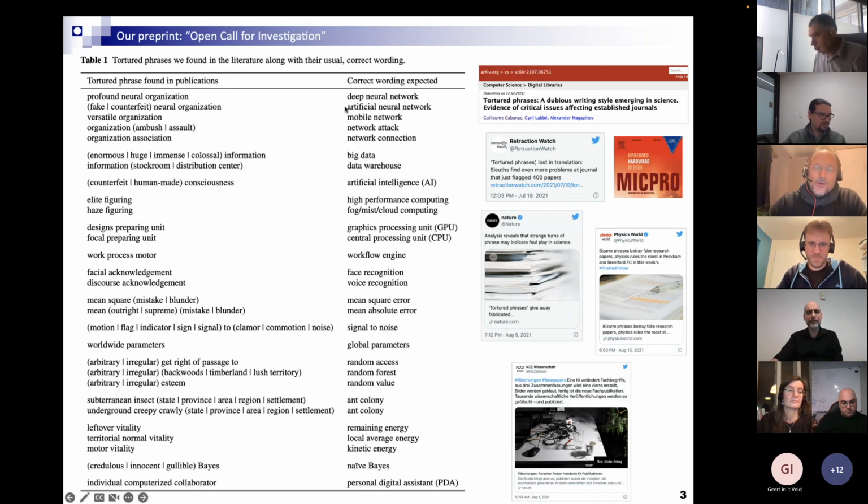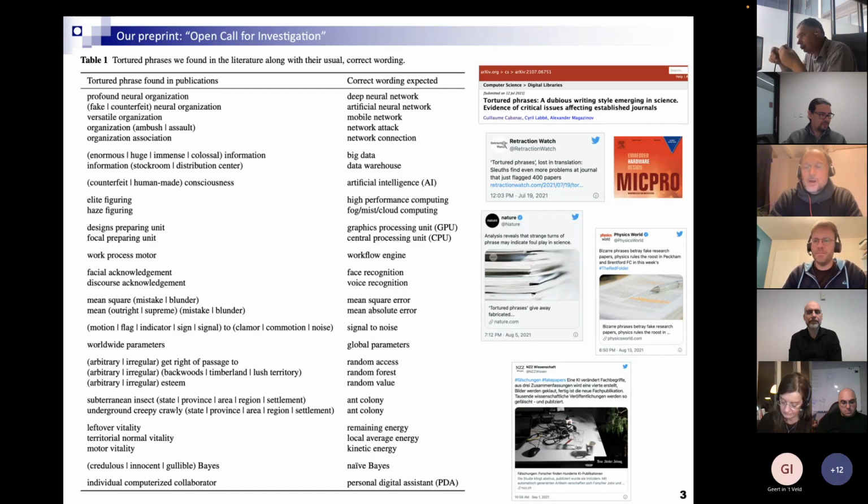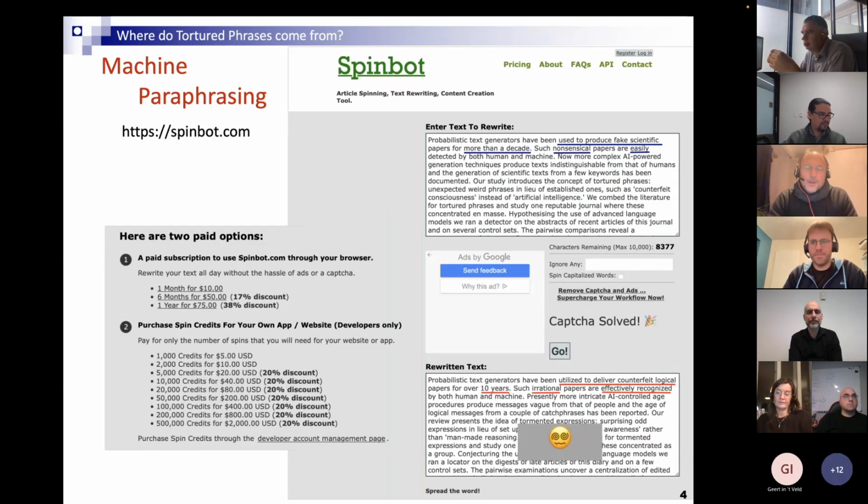We found really plenty of papers having this strange wording, and so that's why we wrote this preprint about tortured phrases. It's an open call for investigation because we explain the problem, and we try to measure the importance of the presence of tortured phrases, and try to see where this kind of thing could be detected. And we think, and we are quite sure now, that the source of these tortured phrases is paraphrasing tools, and a particular one that is called Spinbot. This tool aims to rephrase, or at least to substitute words by synonyms. And this is used to evade plagiarism detection, so that plagiarism will not be detected.